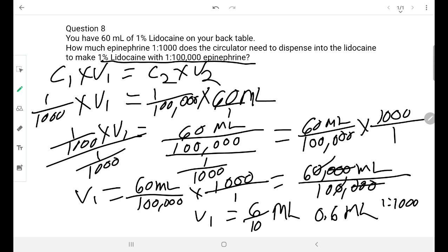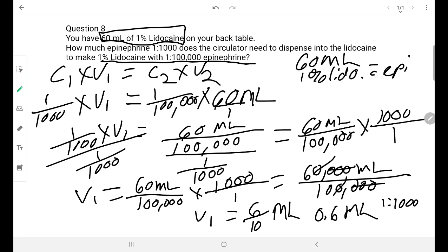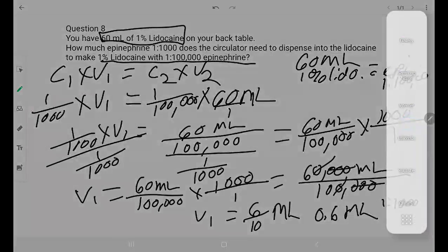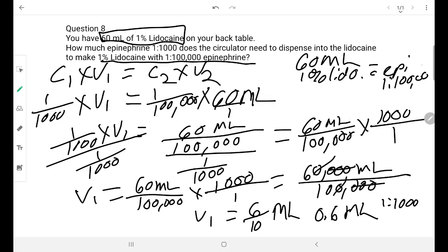And then when that is placed in that 60 milliliters of 1% lidocaine, then we will end up having 60 mLs of that 1% lidocaine with epi that is 1 to 100,000 concentration. Oops, excuse me there. Running out of space, 1 to 100,000.